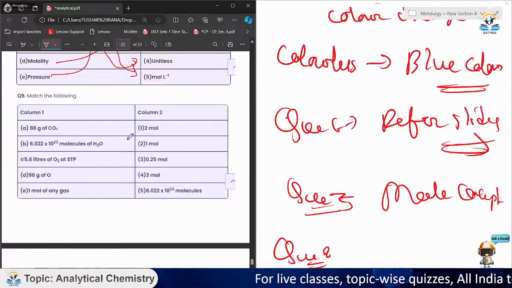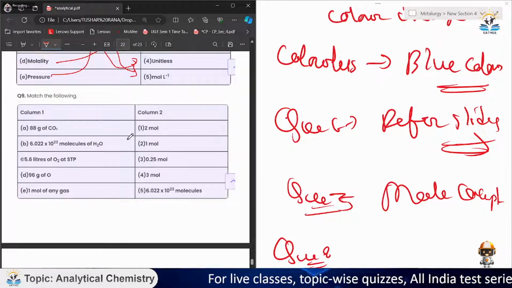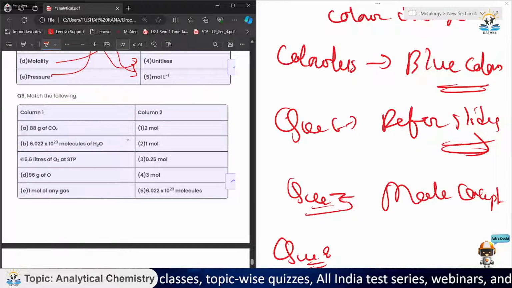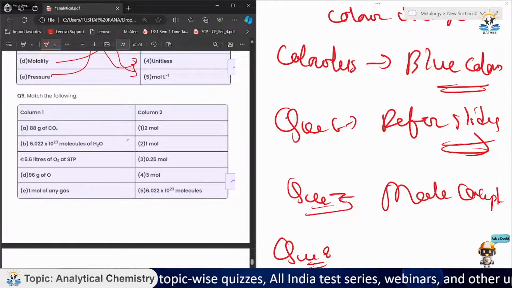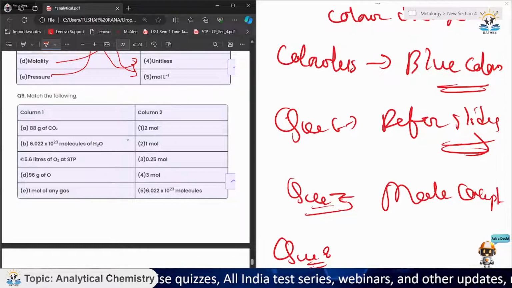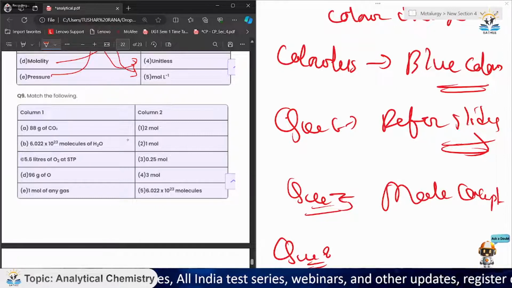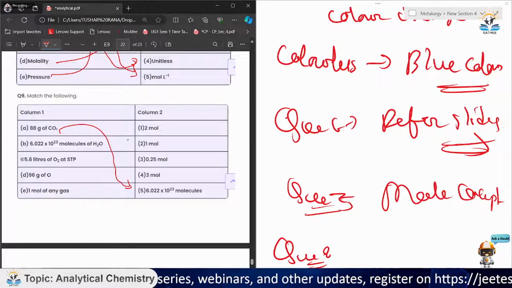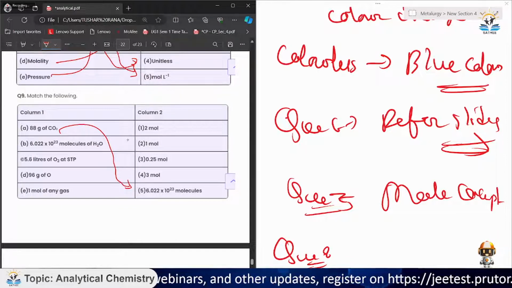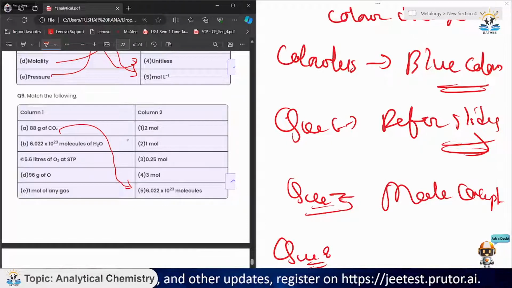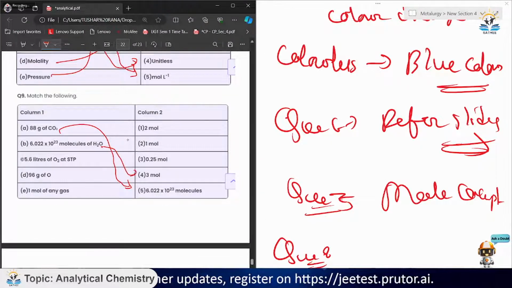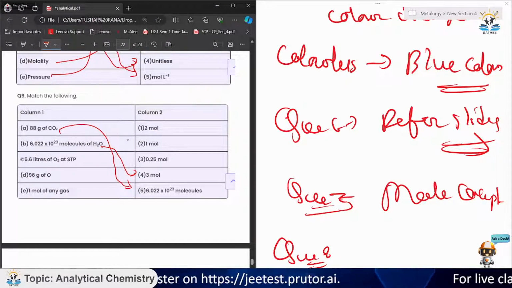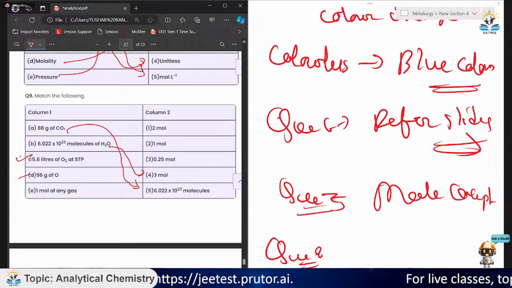What is question number 9 saying? Okay, some relations are given. Now, 88 gram of CO2. What is 88 gram of CO2? If you divide 88 gram by the molar mass of CO2, it will give 1 mole, and 1 mole contains 6.022 into 10 to the power 23 molecules. Okay. Now, what about 6.022 into 10 to the 23 molecules? It is giving you 3 moles. You can check it. So you can do all these questions on your own also. So I am just skipping all these 3 parts.